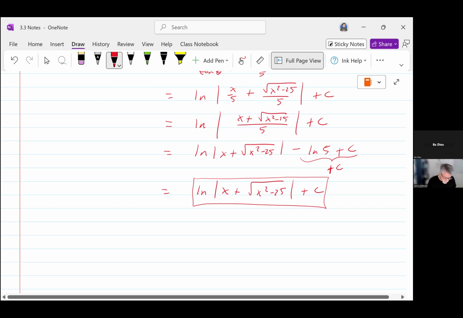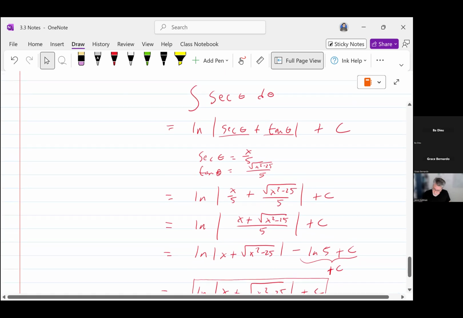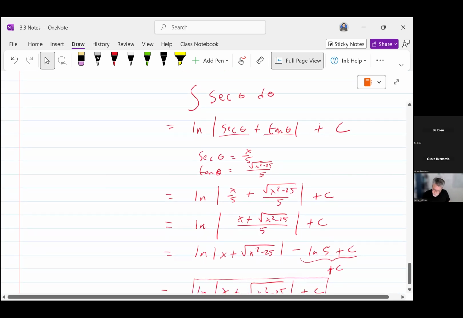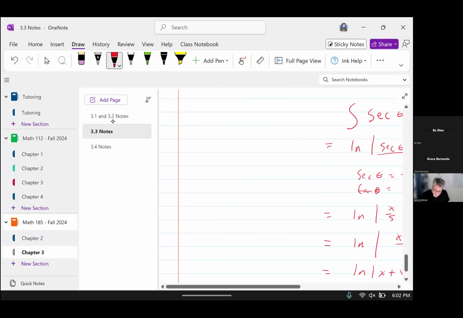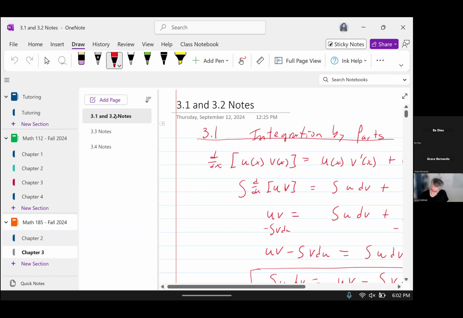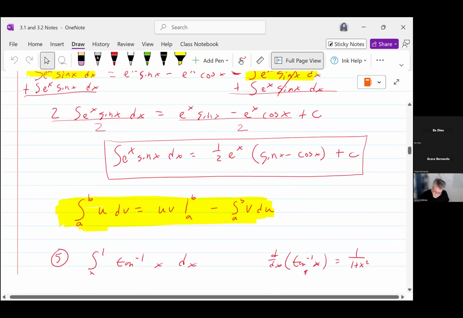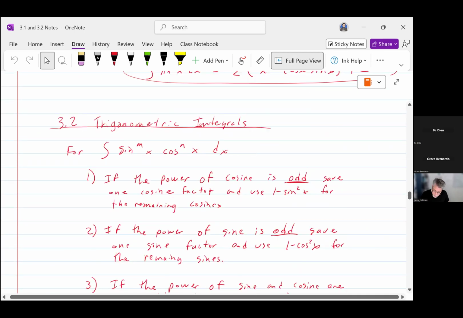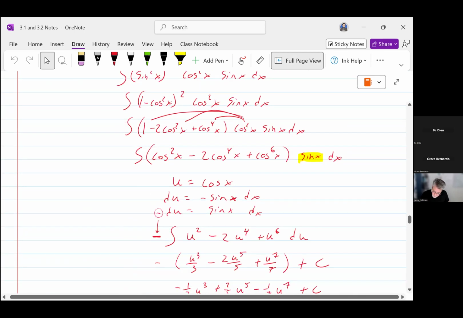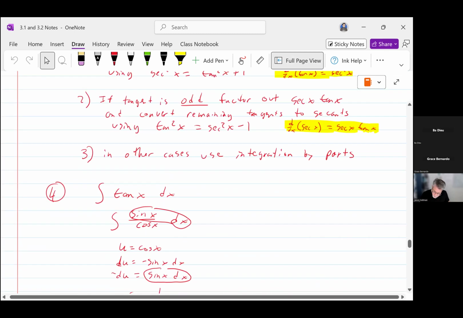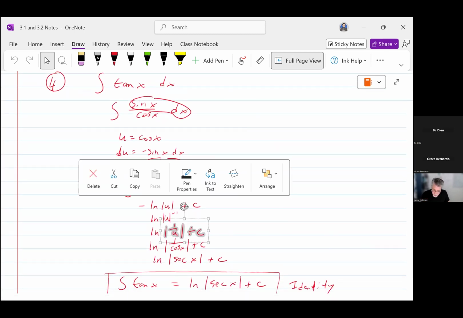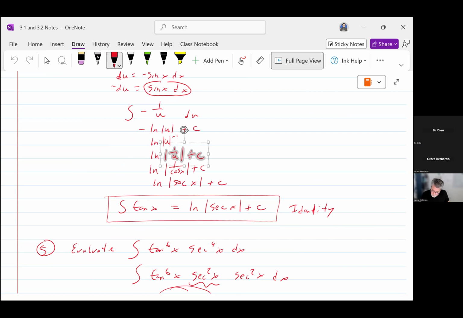Do you mind explaining where the natural log is coming from again? Right here. Yeah, sure. I can do that by looking at the notes from last time. So if we go back to 3.2, you look in your notes from 3.2, we did the integral of tangent x, okay, which was the natural log of secant x plus c.